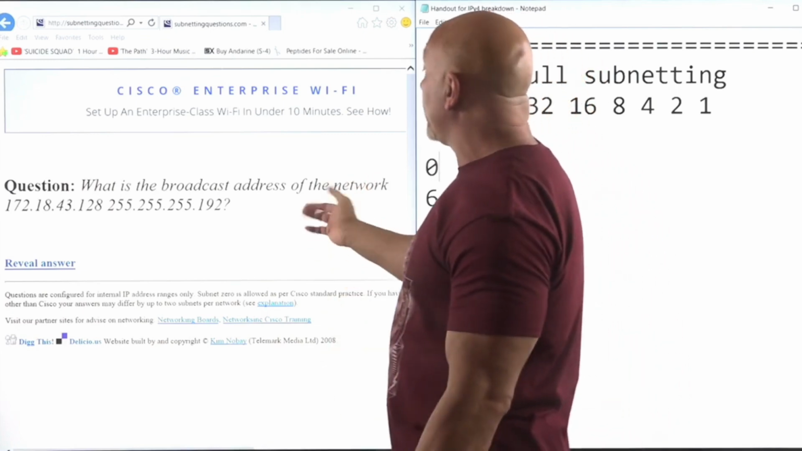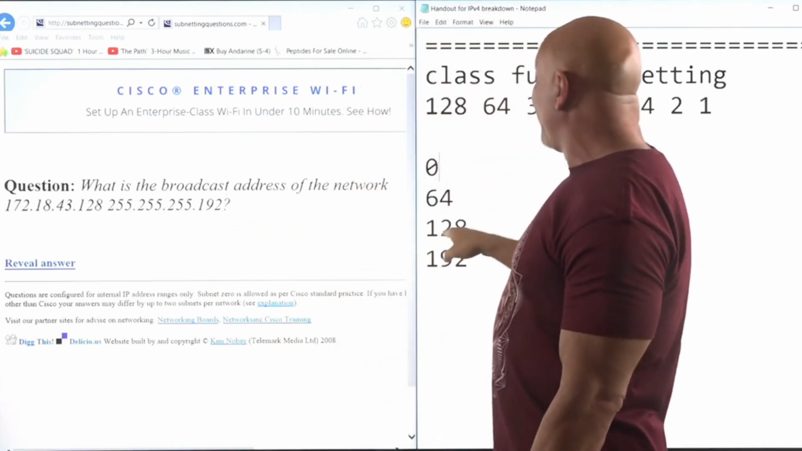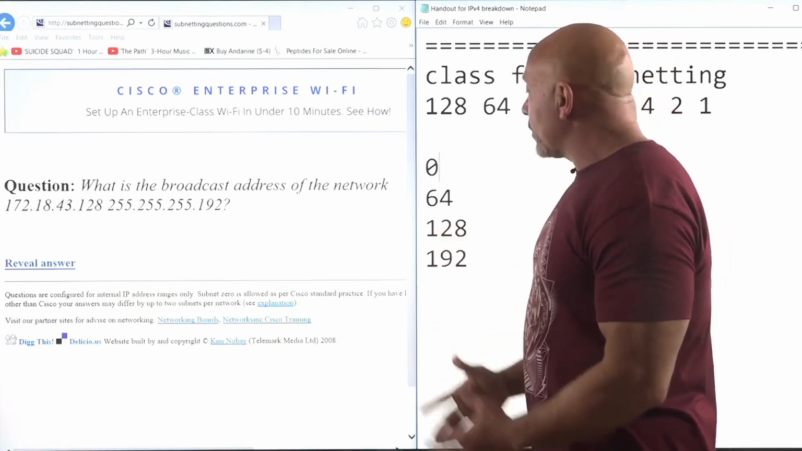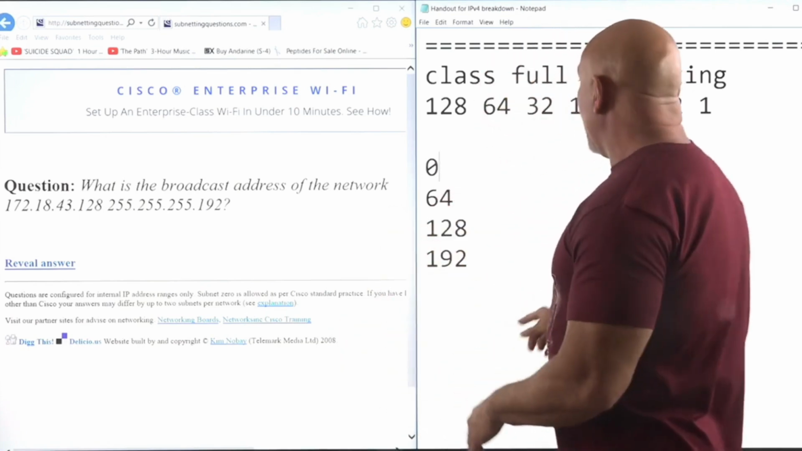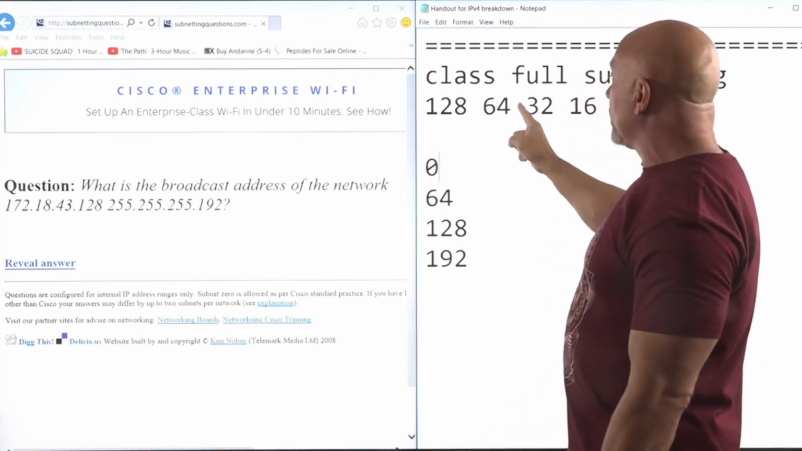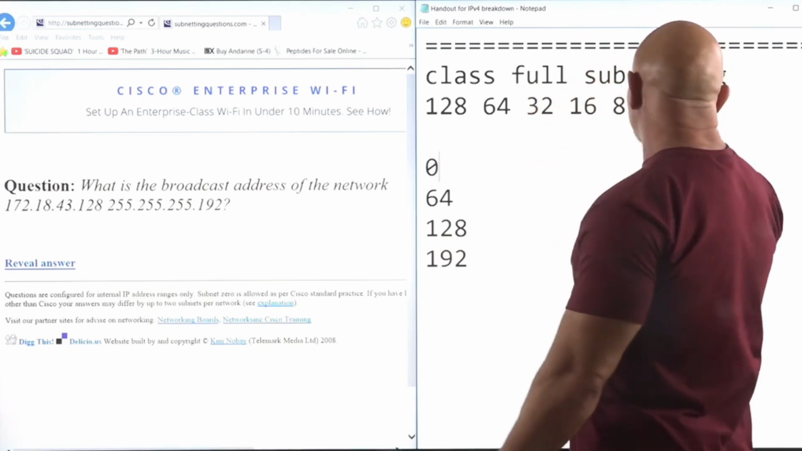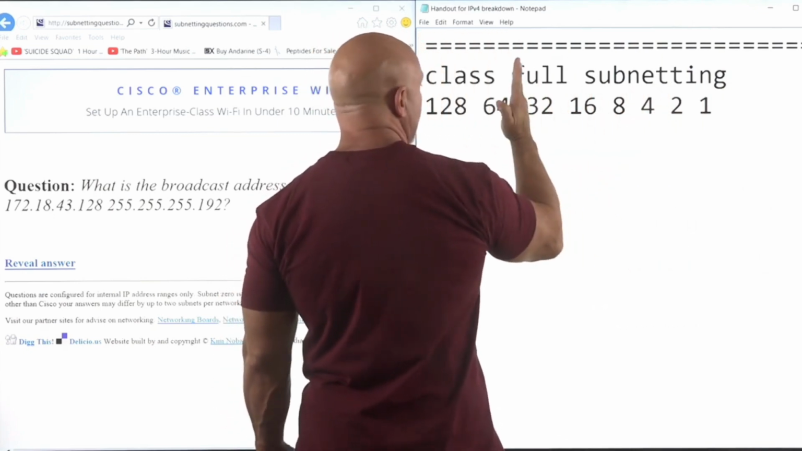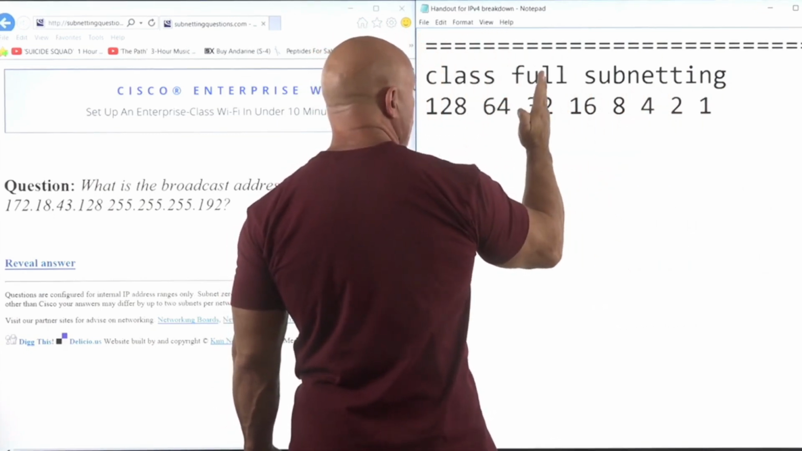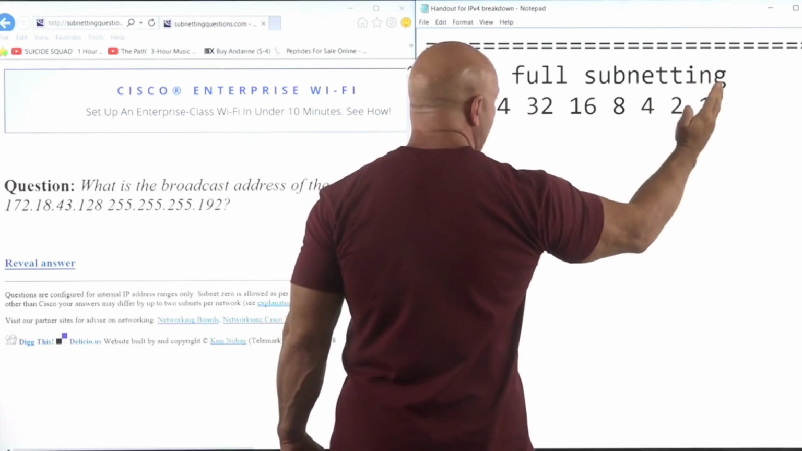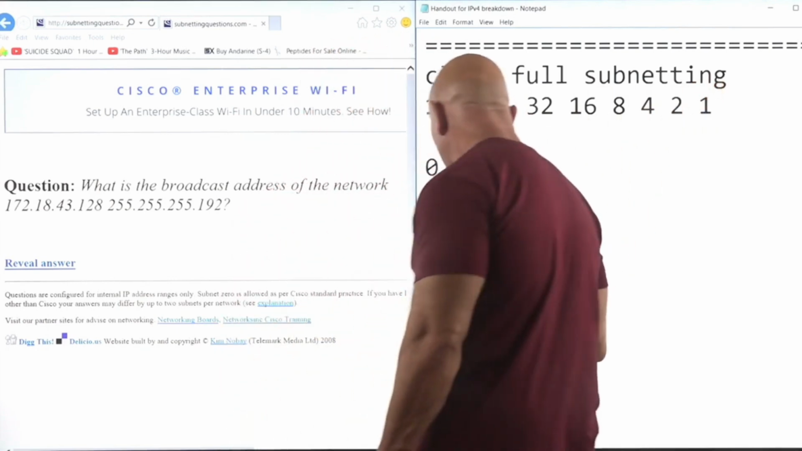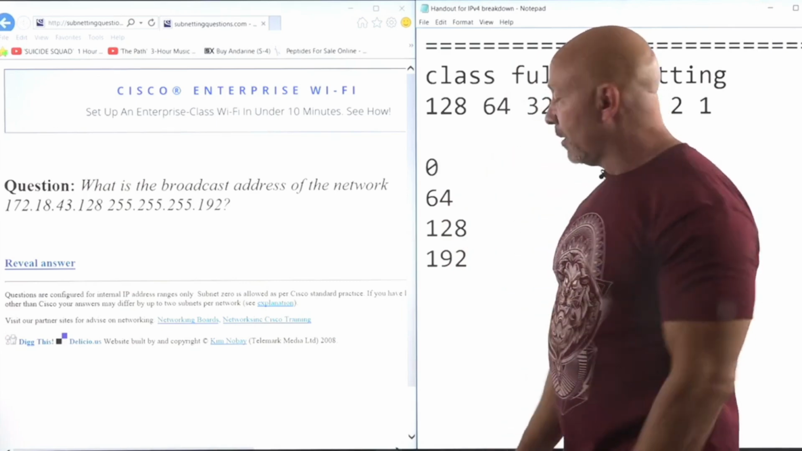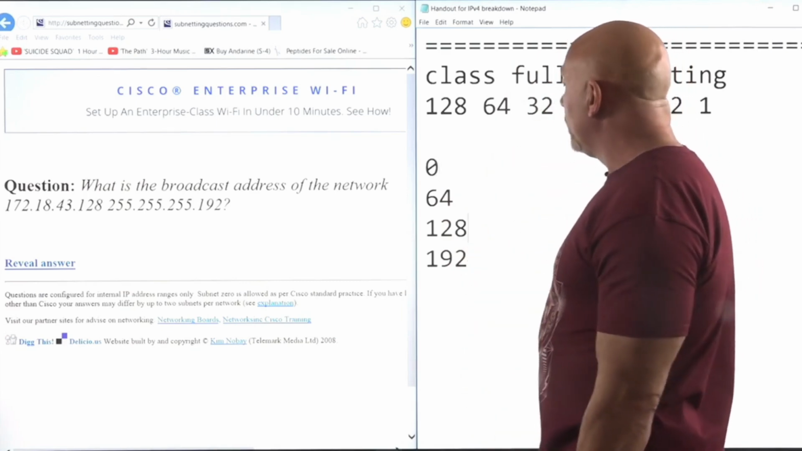All right, so the question is, what is the broadcast address of this particular network, the 128 network? Well, there's many ways you can do this. Our line is right here between the 64 and the 32. If you were to add all the bit values to the right of that line, it will come out to 63. And 63 plus 128 is 191. But guess what? 1 less than 192 is 191.